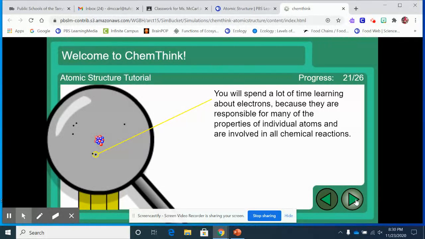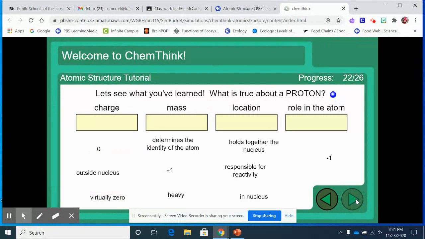You will spend a lot of time learning about electrons because they are responsible for many of the properties of individual atoms and are involved in all chemical reactions. Let's see what you've learned. What is true about a proton?